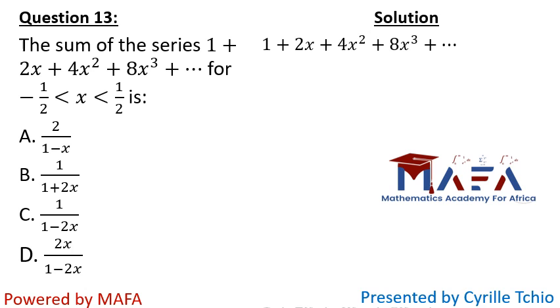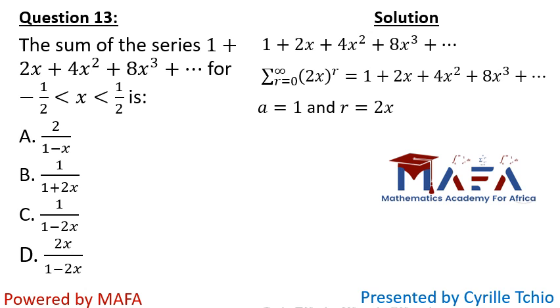We have this series, but if you look at it very well, you will see that it is the same thing as the sum from r equals 0 to infinity of (2x) to the power r. If you do that, you will have exactly the same series as given above. If you compare it to a geometric progression, you see that the first term is 1 and the common ratio is 2x.